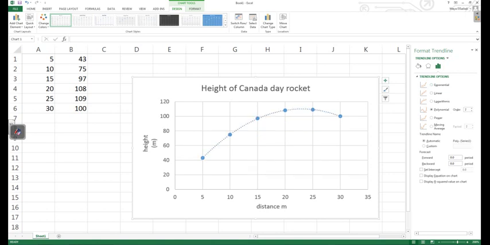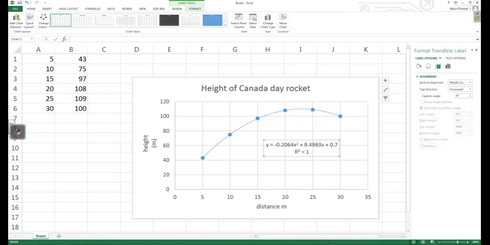Make sure that you select display equation on chart and display R squared. Look at the R squared. It's perfect. It's 1. It can't be any better than that. 1 means it's fitting 100%. It doesn't happen all the time.